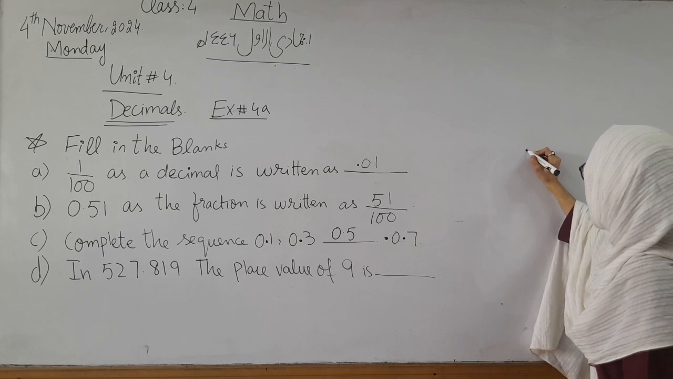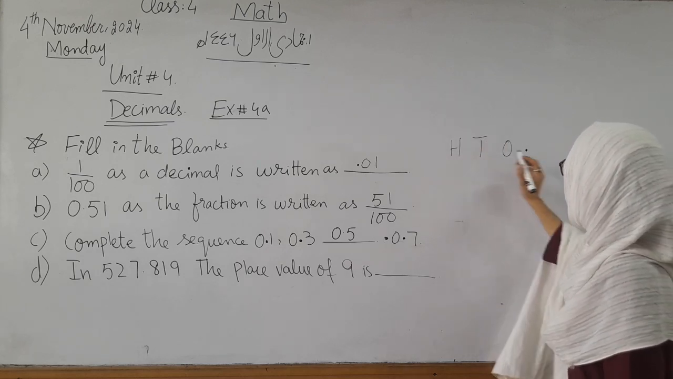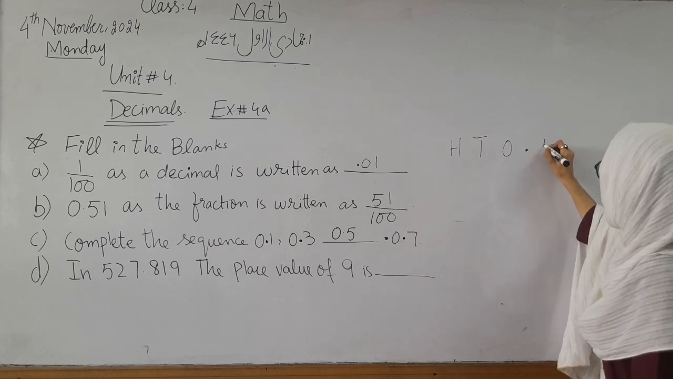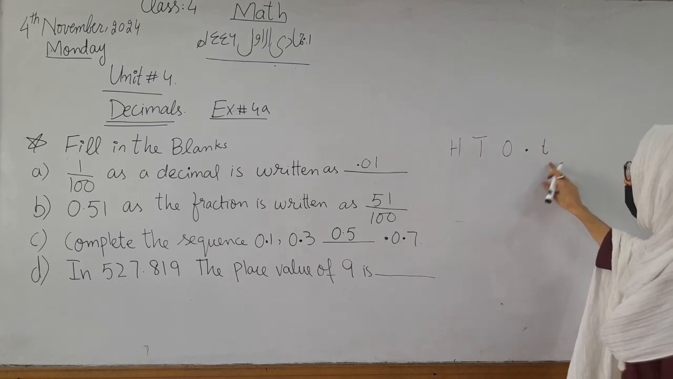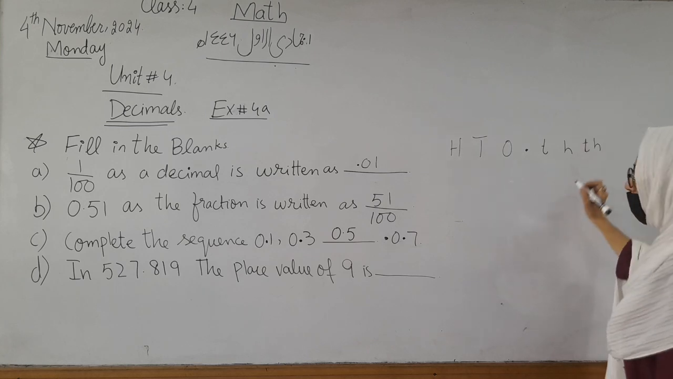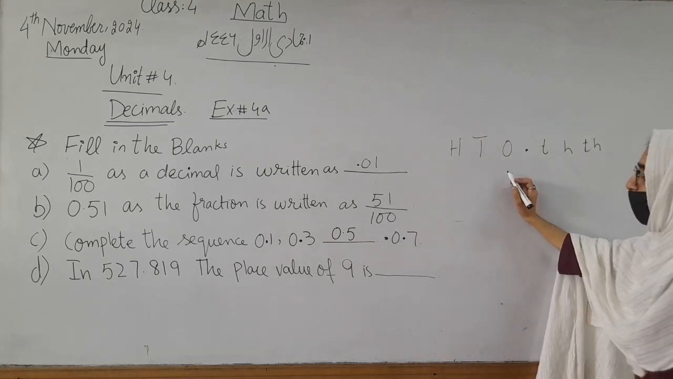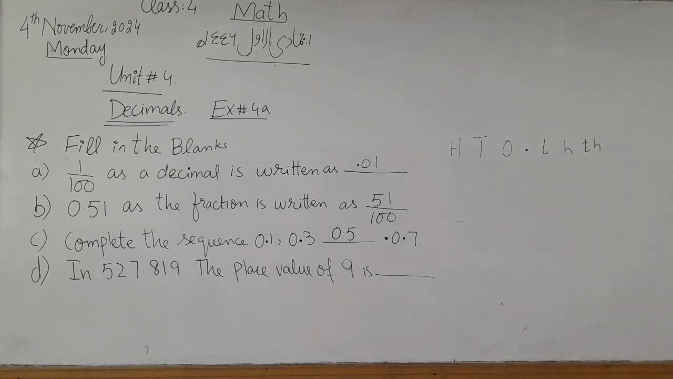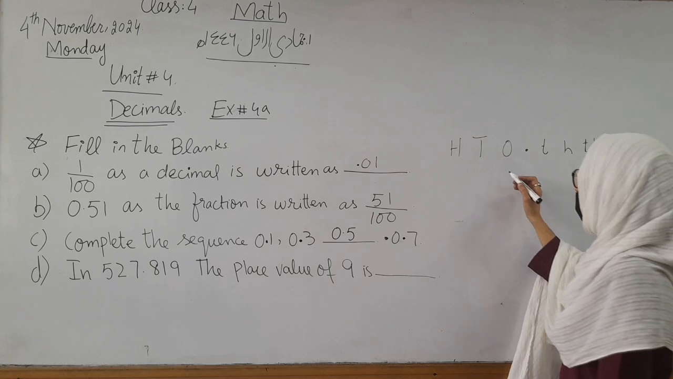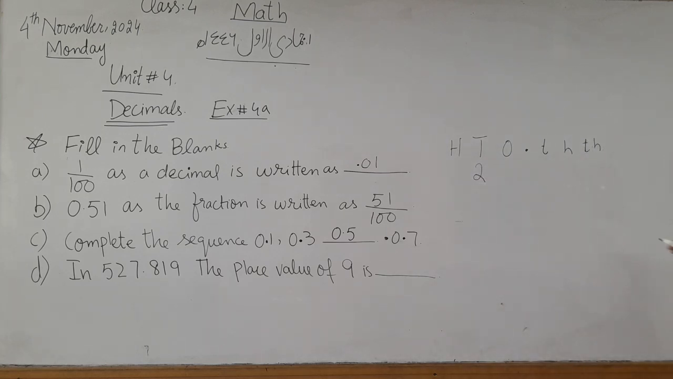So before the point we have capital ones, capital tens, capital 100. And after the point we have small tens. This is the tenth values, this is the hundredth values, this is the thousandth values. So in this question we have before the point the place of ones. Tell me Huda, what is in the place of tens? Good. 2. What is in the place of ones?